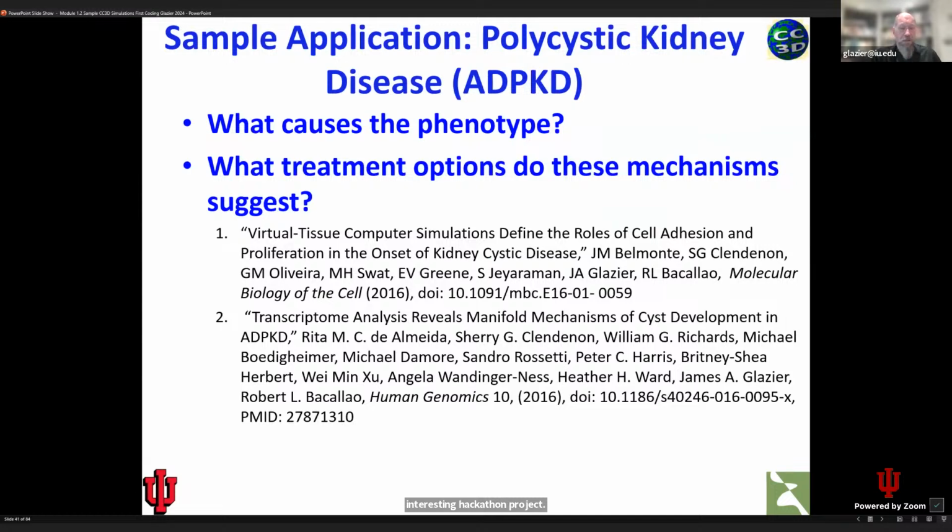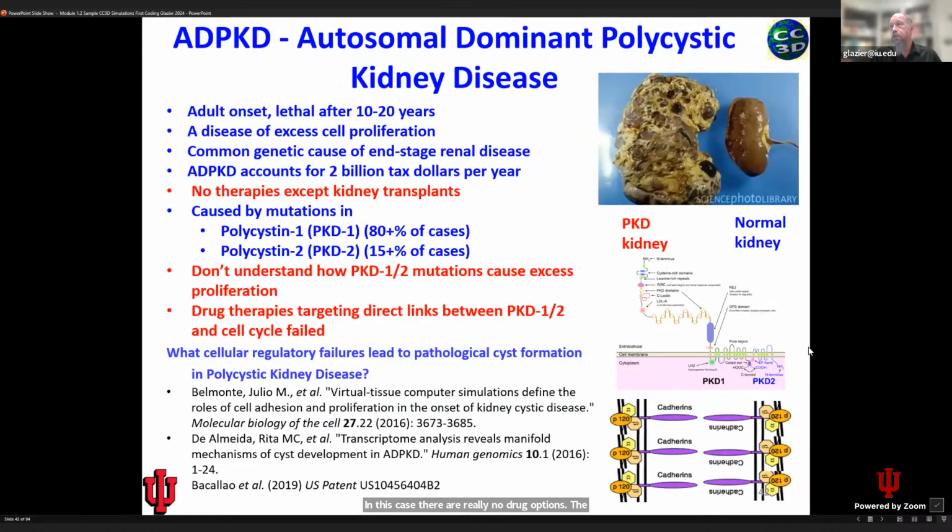We've worked a lot in polycystic kidney disease. This is a little bit less familiar, perhaps, than cancer. It's also a proliferative disease. In this case, there are really no drug options. A kidney transplant's the only thing you can get. Your kidneys, instead of looking like that, look like that by the time you die. They keep growing. They form cysts.